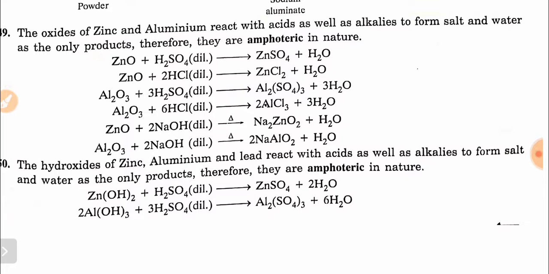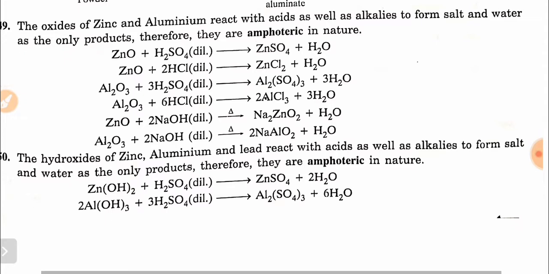The hydroxides of zinc, aluminum and lead react with acids as well as alkalis to form salt and water as the only products. Therefore, they are amphoteric in nature. These are simple examples of zinc hydroxide and aluminum hydroxide. When they react with dilute H2SO4, they form their respective salts, ZnSO4 and Al2(SO4)3, and water molecules are also formed.